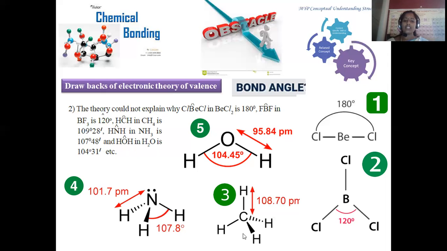Methane, being tetrahedral in nature, has all four hydrogens linked to the carbon segregated into the four corners of the tetrahedral molecule, and here the bond angle is taken as 109 degrees 28 minutes. And move on to ammonia.